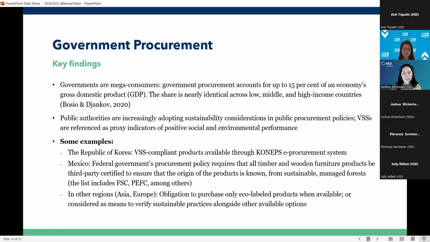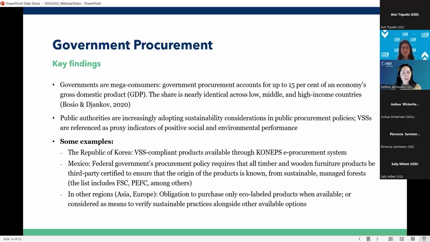So this is important because public procurement accounts for about 15% of the GDP across low, middle, and high income countries. So this signals an opportunity for VSS to be used as proxy indicators of positive environmental performance, and for governments to create demand for more sustainable products and promote also sustainable consumption at the institutional level.